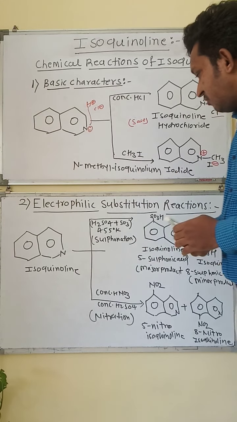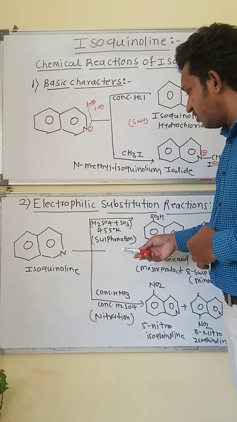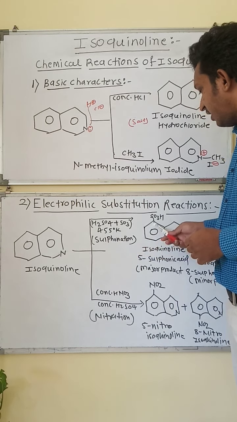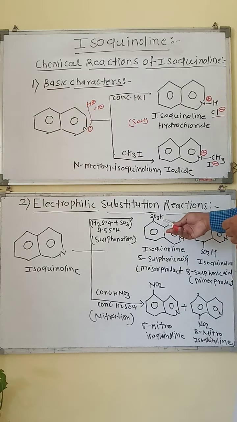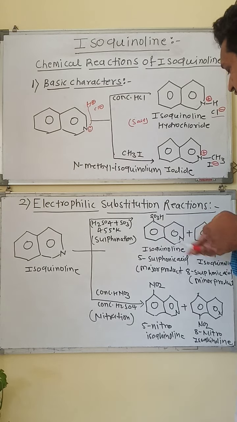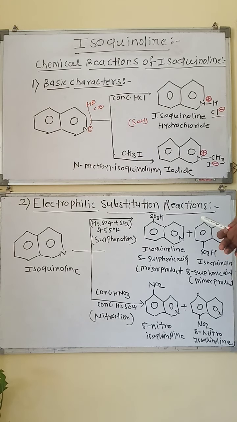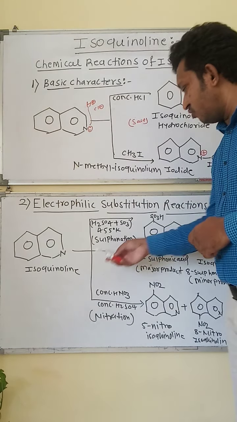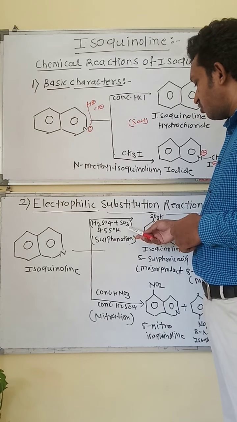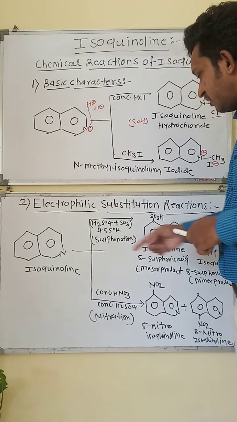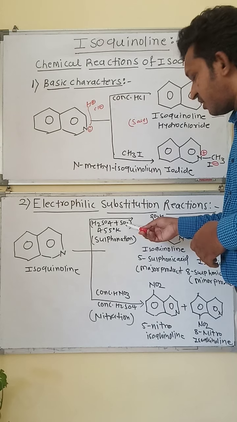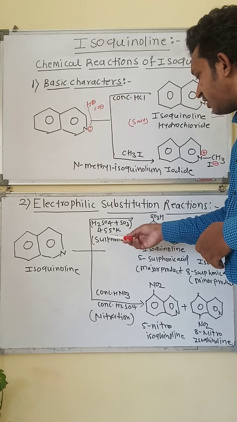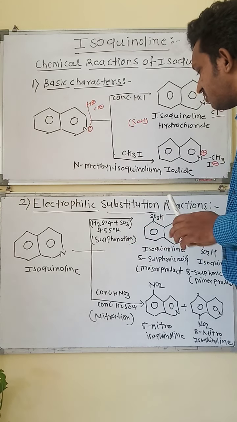Okay. Now, first is sulfonation. Sulfonation means addition of the sulfonic group SO3H on the 5th as well as the 8th position. So first there is a reaction between isoquinoline and H2SO4 plus SO3, sulfuric acid plus sulfur trioxide, at a temperature of 455 Kelvin. This reaction is sulfonation.